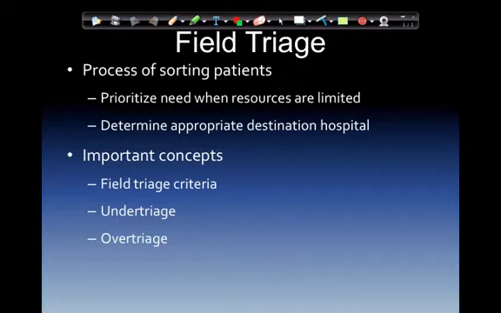Field triage is the process of sorting patients and prioritizing their needs when resources are limited, and determining the appropriate destination hospital as well. Important concepts on field triage: an algorithm that includes anatomical issues, physiological issues, and mechanism of injury has decision parameters designed to aid in making treatment and transport decisions. Under-triaging is underestimating the severity of trauma patients, and over-triaging is overestimating the seriousness of the patient's injuries.